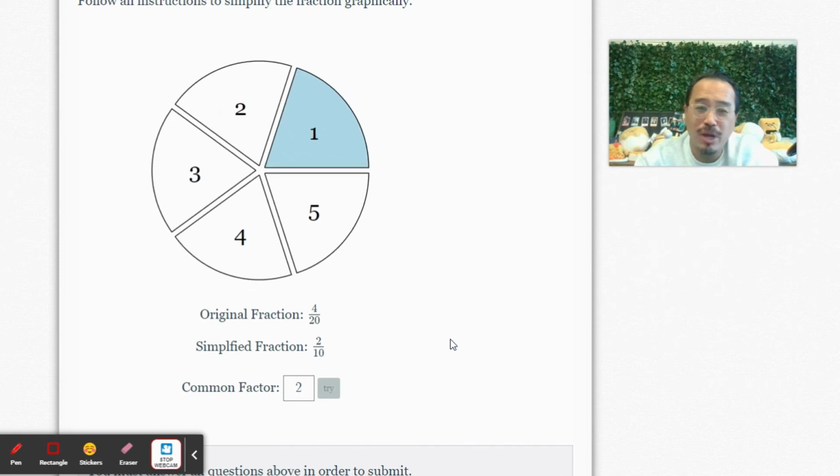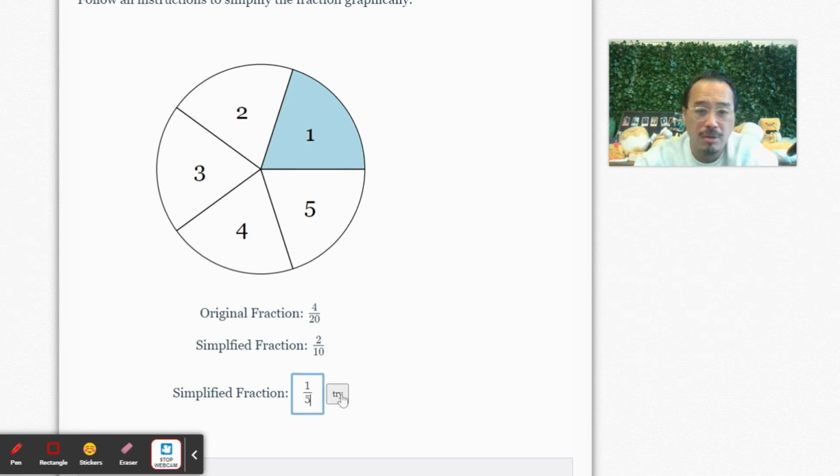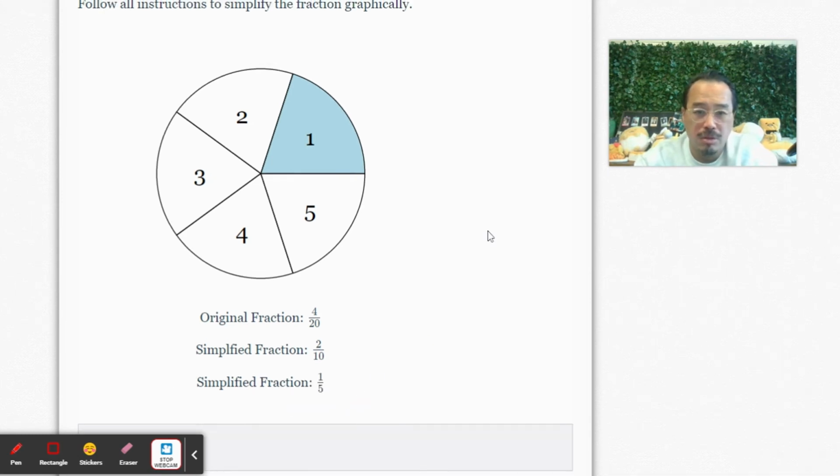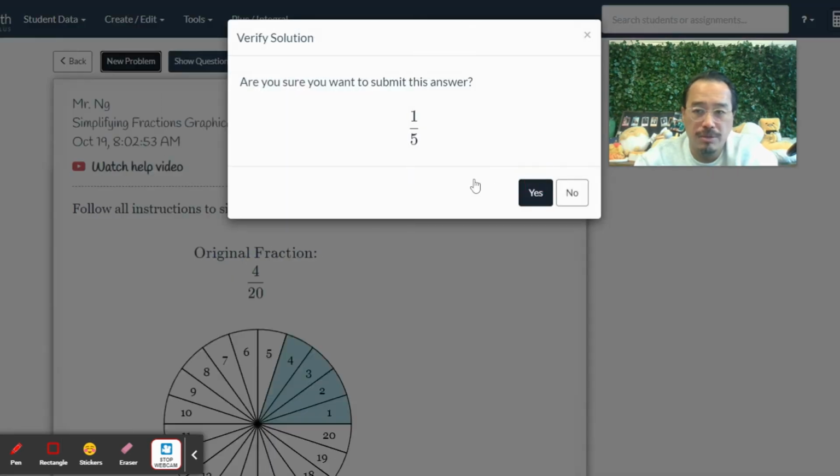Now, I think the reason why the homework might take a little longer is you're waiting for this thing to transpire. So simplify the fraction, divide both the numerator and denominator by 2, you get 1/5. Submit. And there you have it.